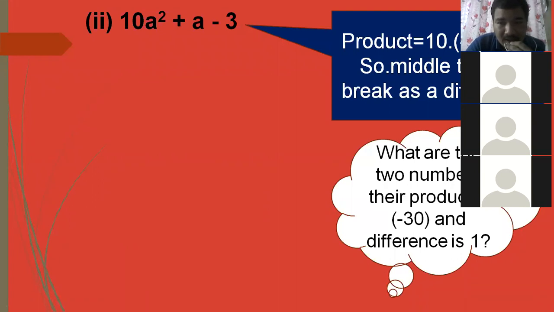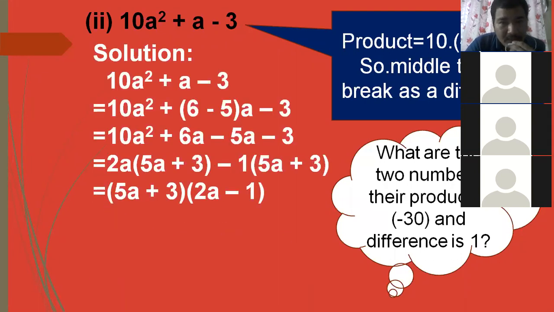What are they then? 6 and 5. 6 into 5 is 30, because we got 10 into 3, 30, no? 6 into 5 is 30 and 6 minus 5 is 1. Then remove this bracket: 6a minus 5a minus 3.